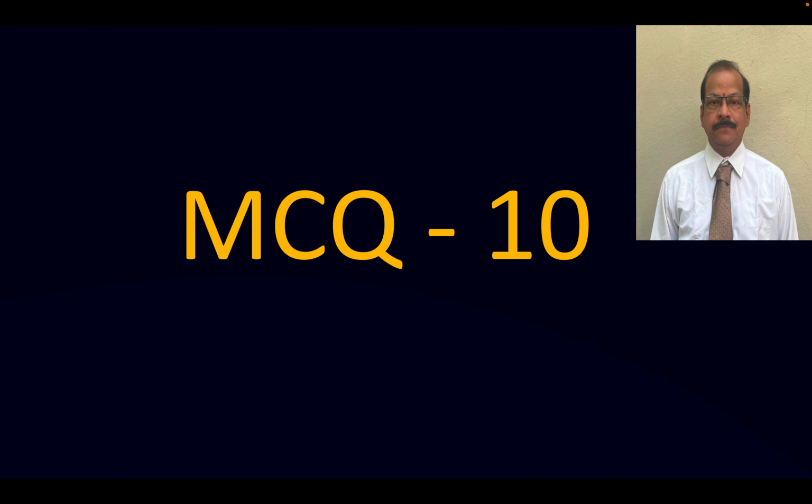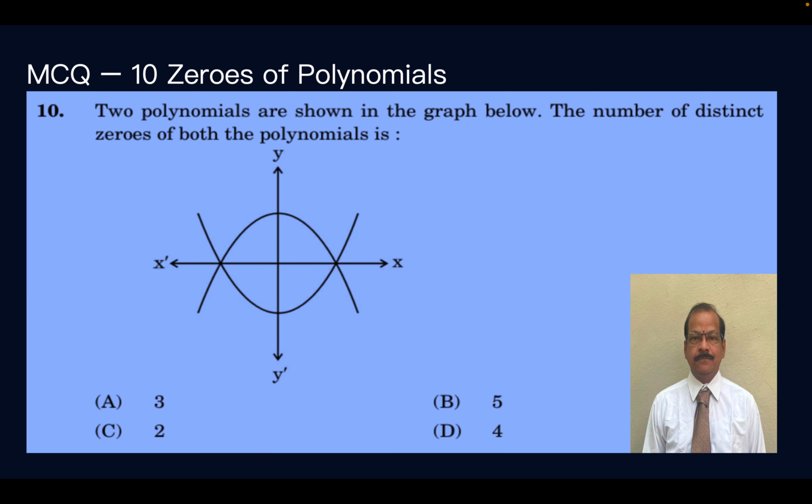10 to 12. Yeah, let's take up MCQ 10. Two polynomials are shown in the graph below. The number of distinct zeros of both the polynomials is given. Options are A 3, B 5, C 2, D 4.